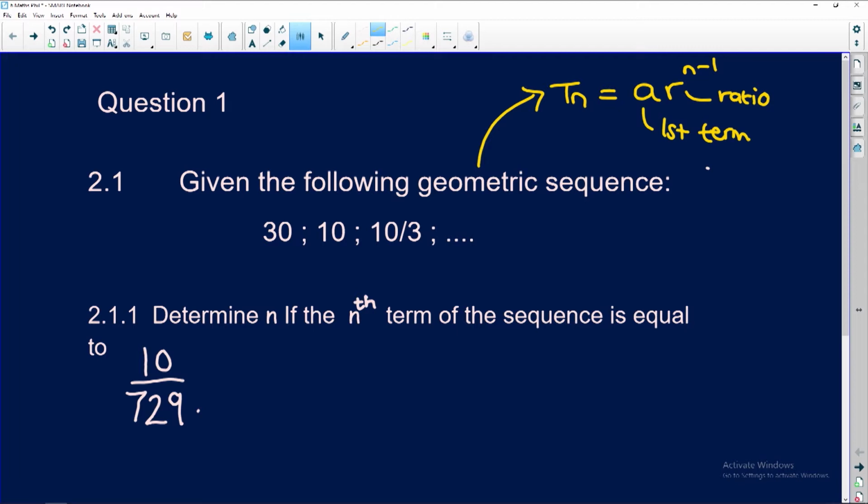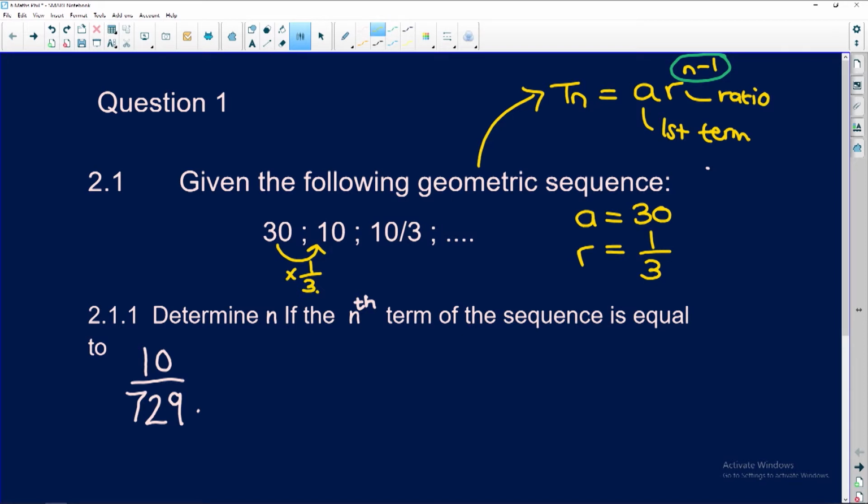So if we look at these terms, to get from 30 to 10, I hope you guys see that we are timesing by 1 over 3, okay? Because 10 divided by 30 is 1/3. So 30 multiplied by 1/3 will give us 10. So a is going to be the first term, which is 30, and r is the ratio between the terms, which is 1/3. The n minus 1 comes when we're trying to find specific term values.